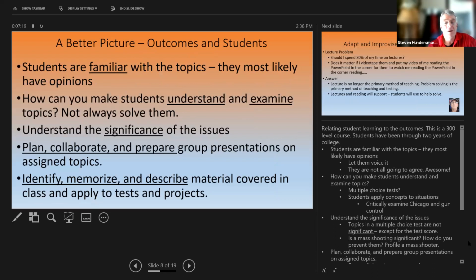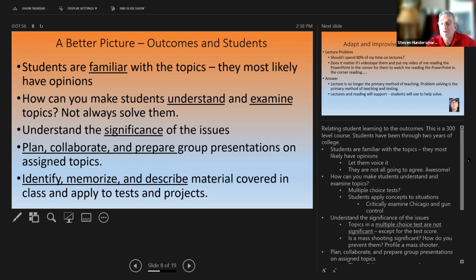So after stripping it down, I went and I put it back into the learning outcomes. And this is kind of what I came up with: again, students are familiar with the topics. They probably and most likely have opinions. My job should be to let them voice their opinions. And I hope they're not going to agree, because it's going to create conversation and it's going to create meaning for them when they have to defend their side of the story. So that's awesome if there's disagreement.